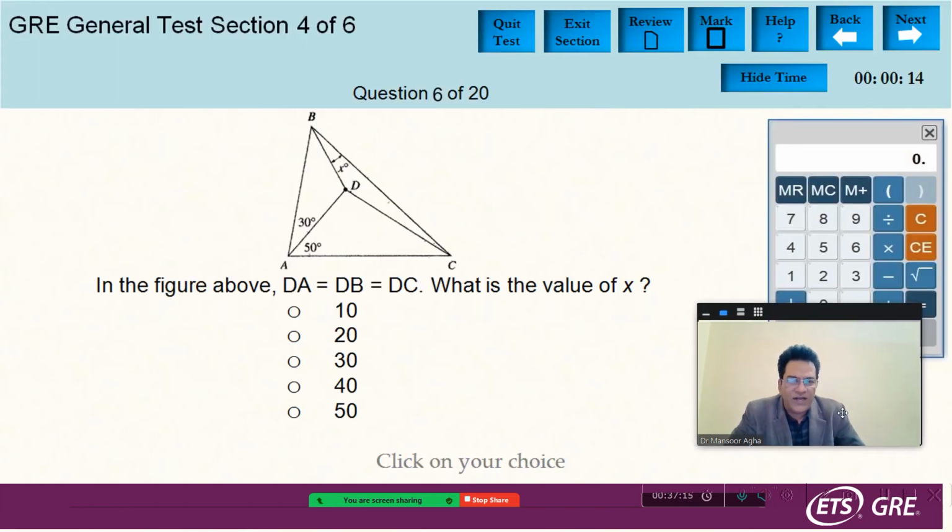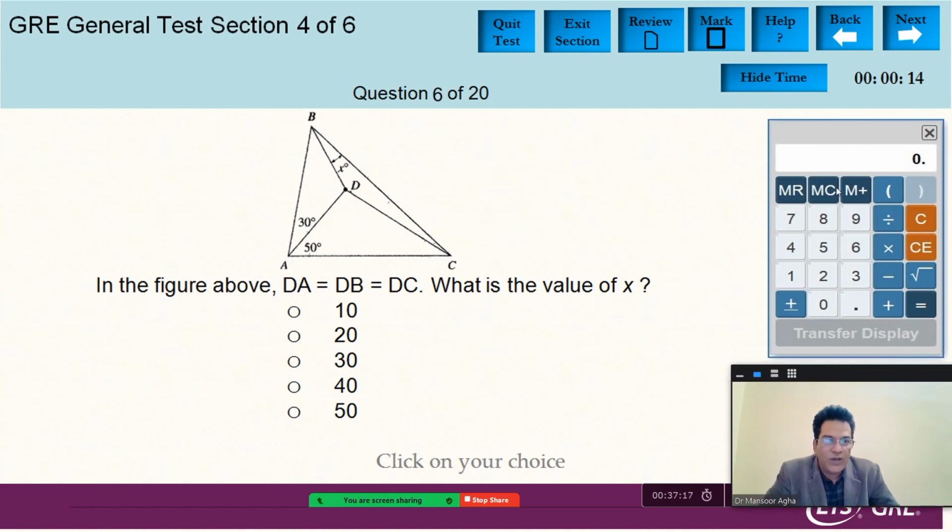This is what the screen would possibly look like. You can play around with the position of the calculator while you're solving a question. You have buttons on the screen for quitting the test, exiting the section, reviewing a particular question, and marking a question. You can hide time or show time, and you can go back or go forth. If you need help, you can click the help button, although it is not advised. You should be very comfortable with the structure and dynamics of the test on the screen, and should not be using the help button if you're seriously taking the test.